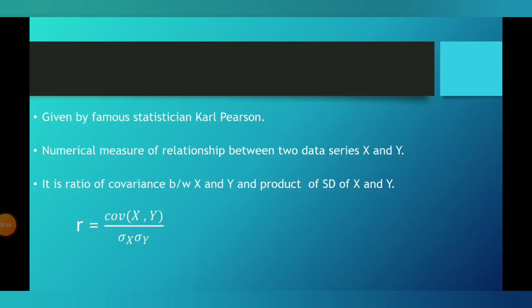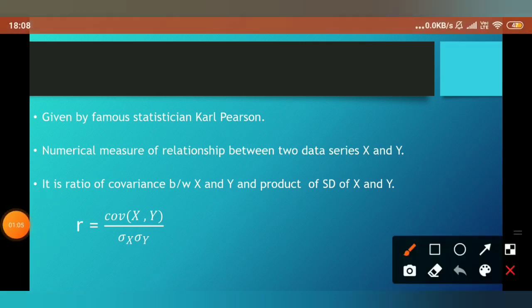this method is named after the famous statistician Karl Pearson, and this is a numerical measurement of the relationship between two data series x and y. We name them x and y, and it is given by this formula. We write r for the coefficient of correlation, and it is calculated with this formula. And we have already studied that r lies between -1 to 1.